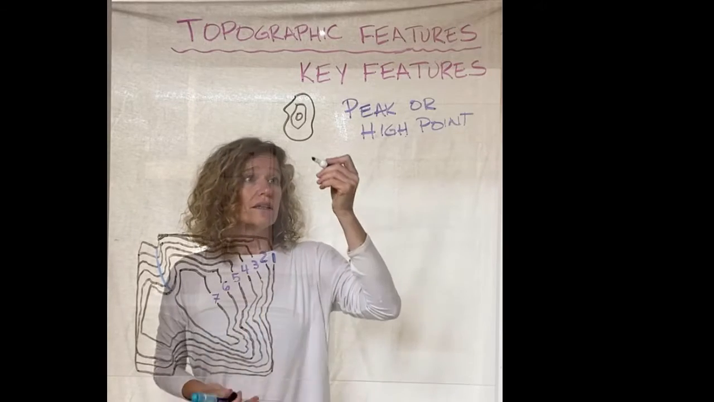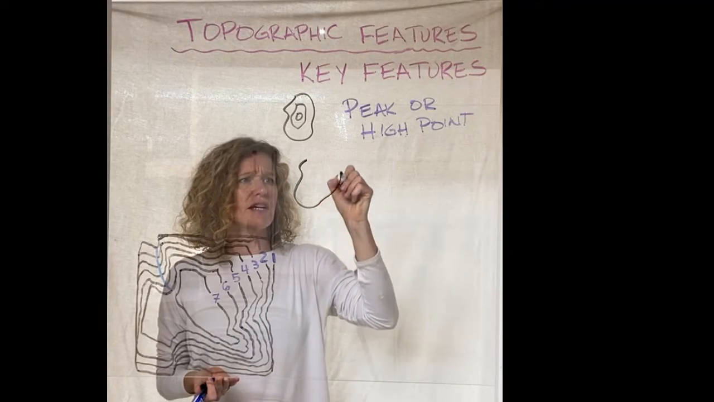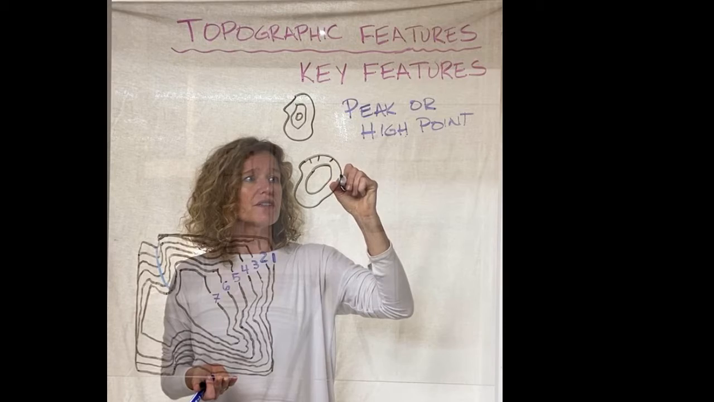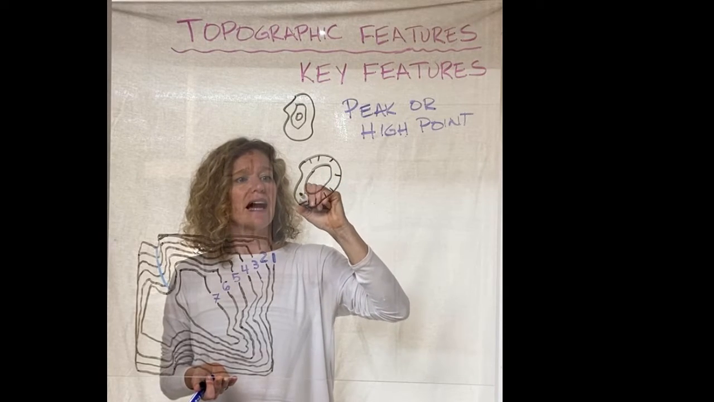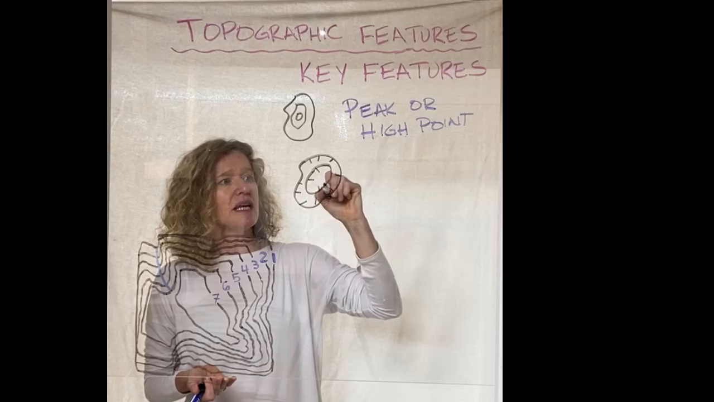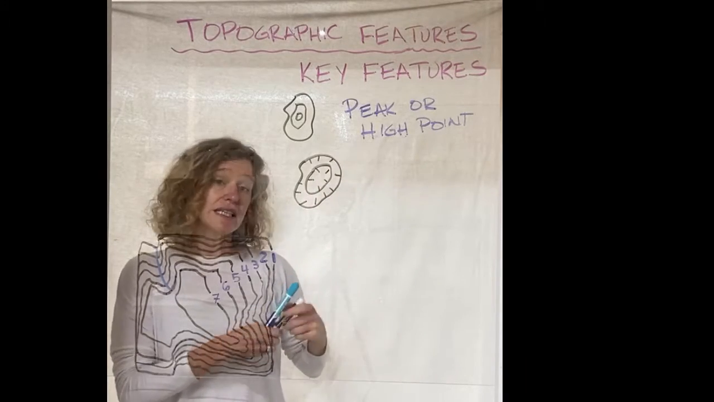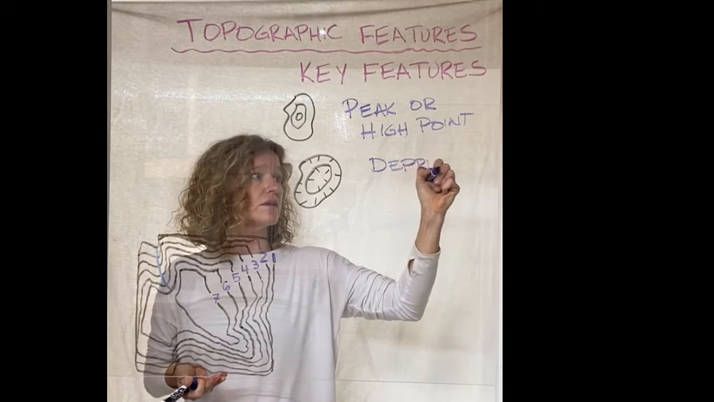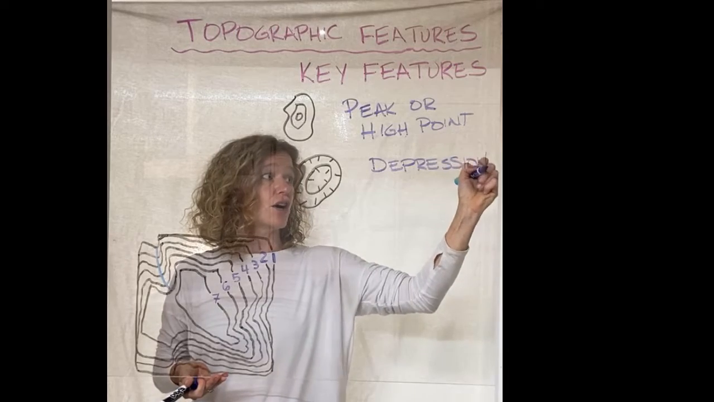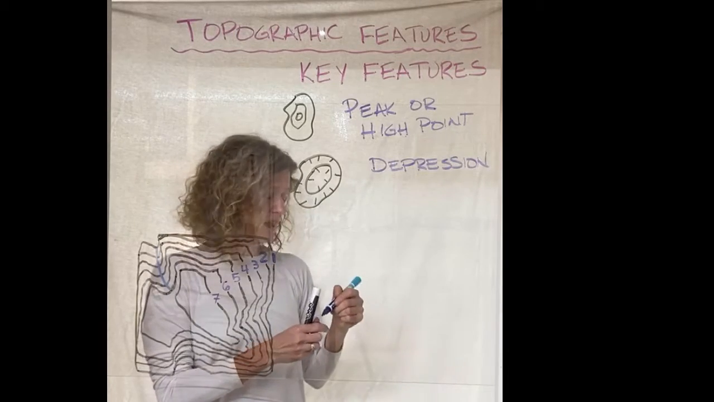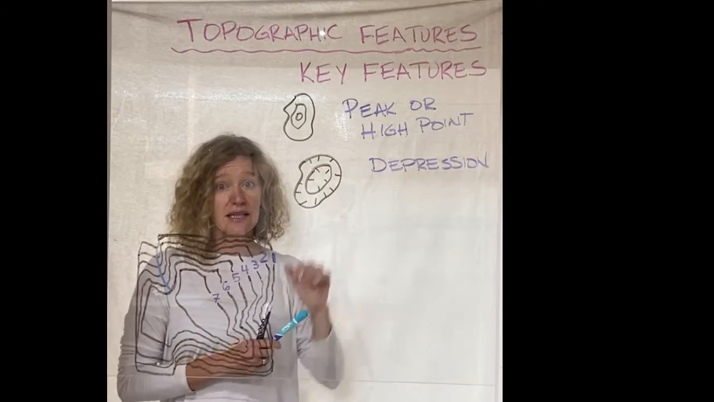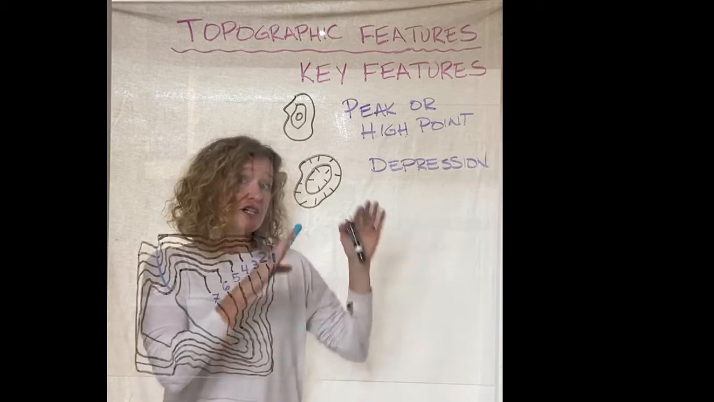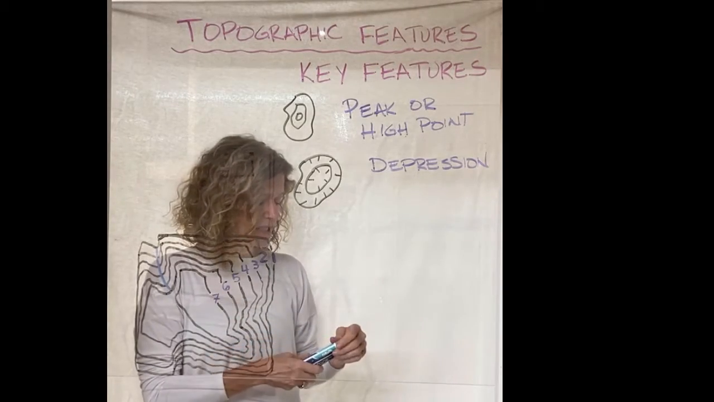Now conversely, we could have something that looks very similar, but instead of just being circles, there are now these additional tick marks that have been added. And when we add in the tick marks, what we're actually indicating is that this is a depression. So you could think of a crater, you could think of a sinkhole, but that's what we're representing when we start adding tick marks. So definitely the lowest spot in the US, in Death Valley, is going to have some tick marks because it's below sea level.